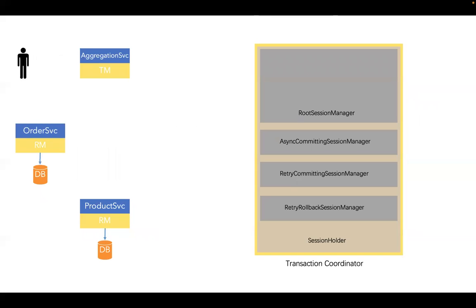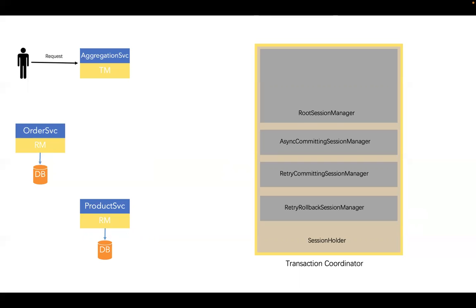And here is the flow for our AT transaction sample. So first, the user sends an API request to the aggregation service. We have three services here. The aggregation service will call the order service and product service, and it will know if the microservice API call is a success or not. The aggregation service is the caller which calls the order service and product service.